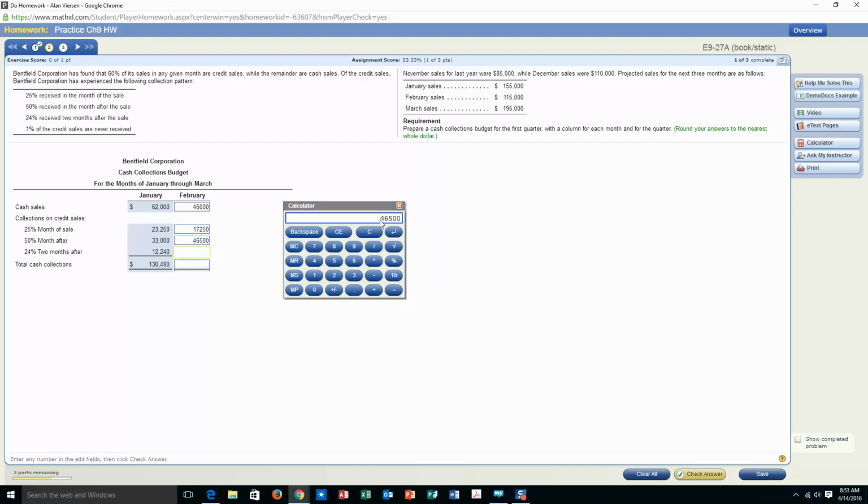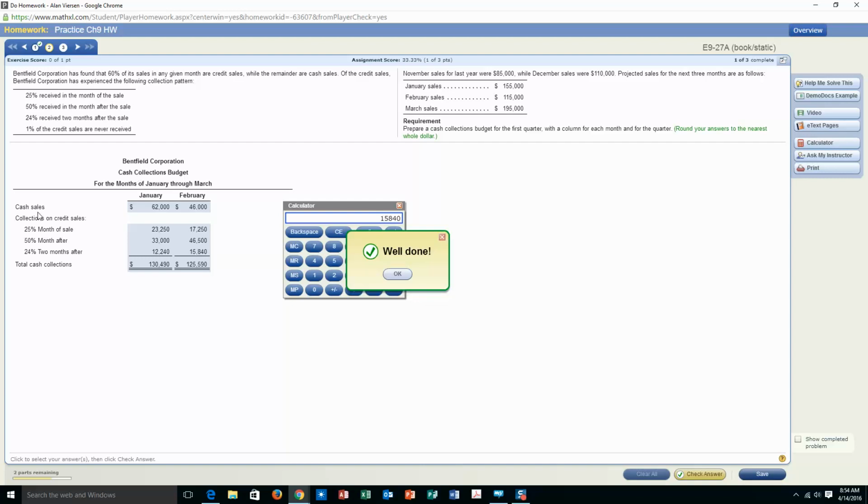Move my cursor down. I go back 2 months to the December sales, which is 110,000. Again, multiply it by 0.6. This time it's multiplied by 0.24. This gives me my total. And I click the little arrow and it puts the amount there. Add it up. I have 125,590. Check my answer.